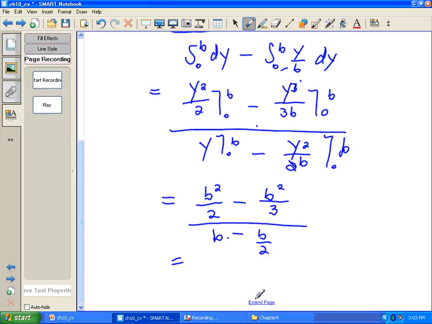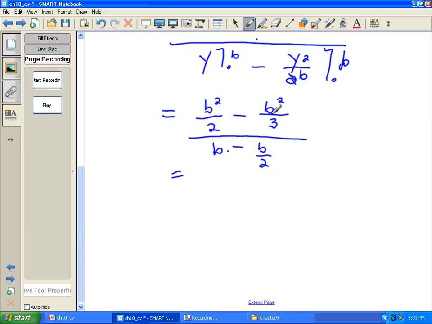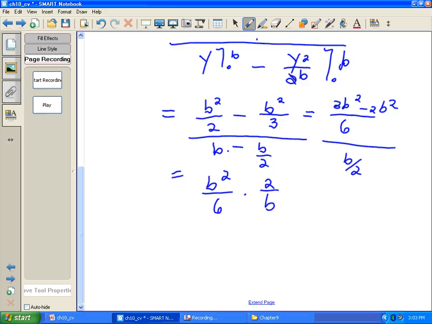So this looks a little bit like intermediate algebra at this point. Well, let's see. Let's do common denominator at the top here. Common denominator is 6. So we have 3b squared minus 2b squared over 6 divided by b over 2. Well, that gives us b squared over 6 times the reciprocal of 2 over b, and that gives us, this b squared cancels that b, 2 gives us 1/3, b over 3 is y center of mass, which is exactly what they wanted us to determine.